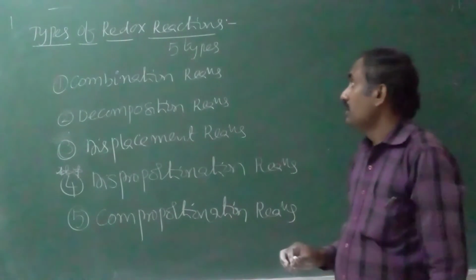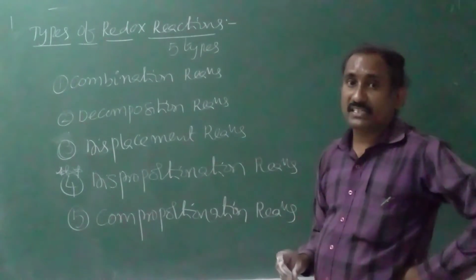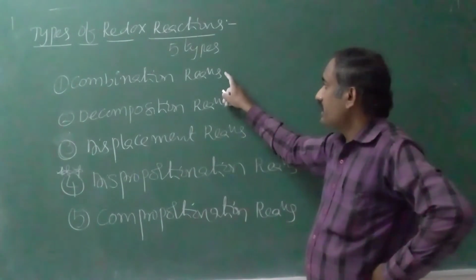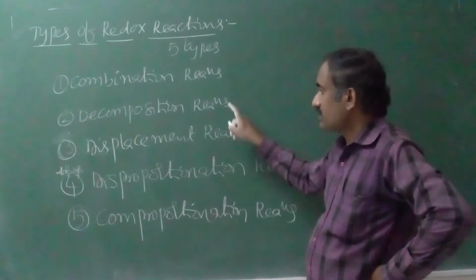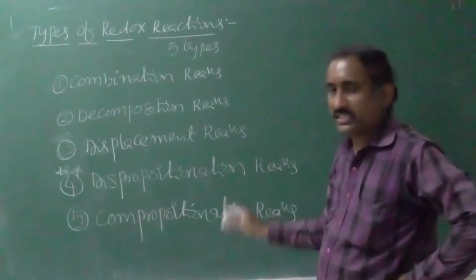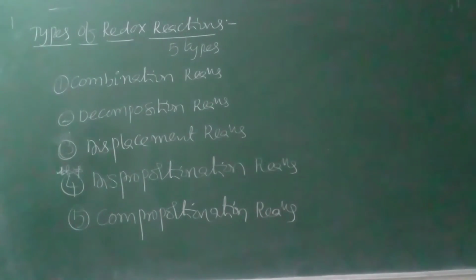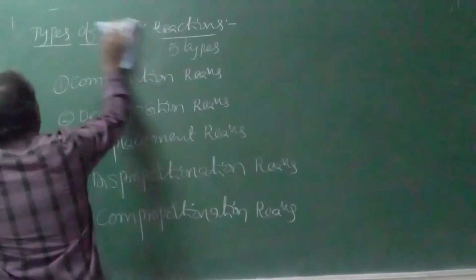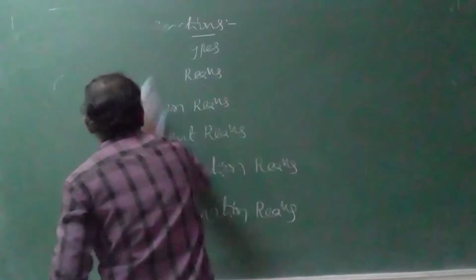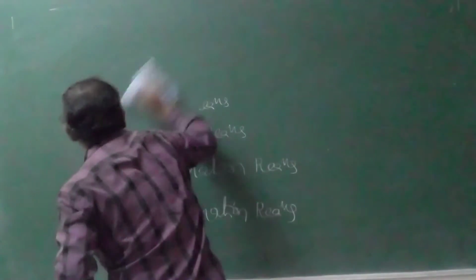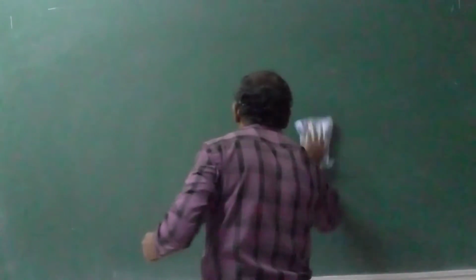There are a total of 5 types of redox reactions: combination reactions, decomposition reactions, displacement reactions, disproportionation reactions and comproportionation reactions. Now one by one we will discuss. First one, combination reactions. The name itself gives the answer.